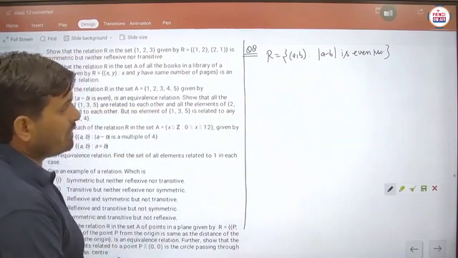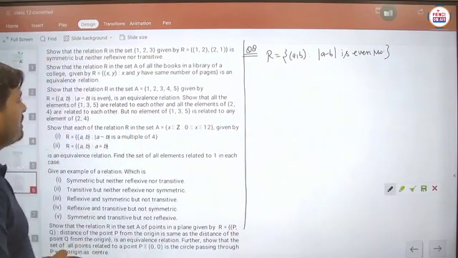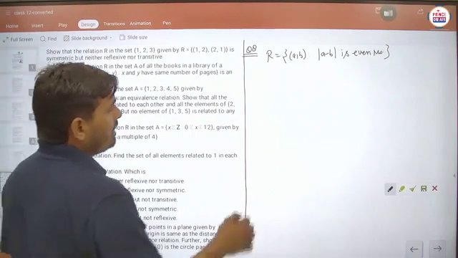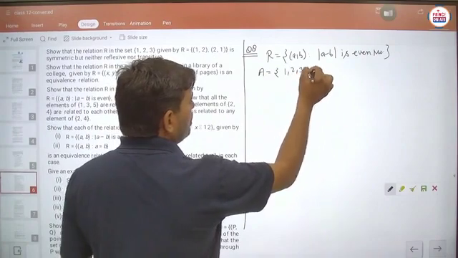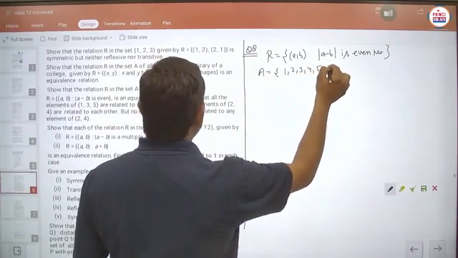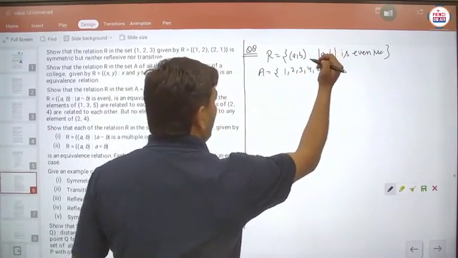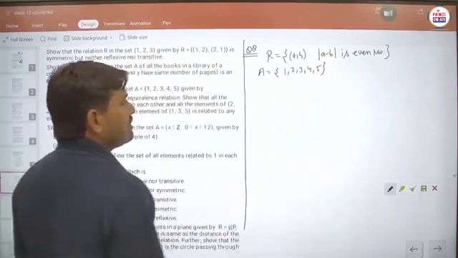So basically, students, this relation will be defined on the set A, where the set A is written as {1, 2, 3, 4, 5}. Oh no, not 6 here. Up to 5 we have to take the elements. Is it clear?